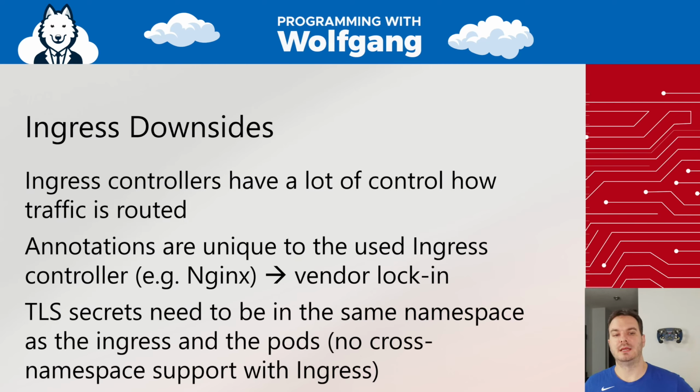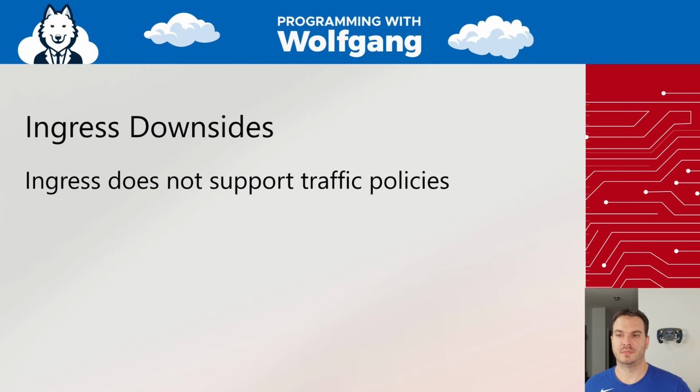Another downside is that the TLS secrets need to be in the same namespace as the Ingress and as your pods. This means you can't have any connection in between the namespaces. With Gateway API, just as a spoiler, it will be possible. Another downside is that it doesn't support traffic policies. This means we just don't have this feature. Also, we don't have modularity. I think that's a bigger problem because everything is just in one Ingress object.